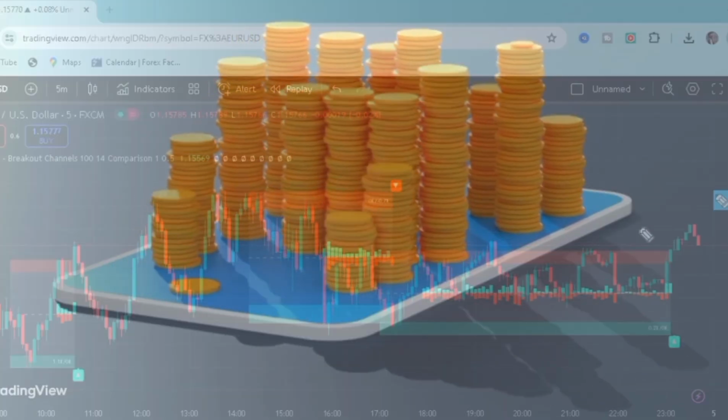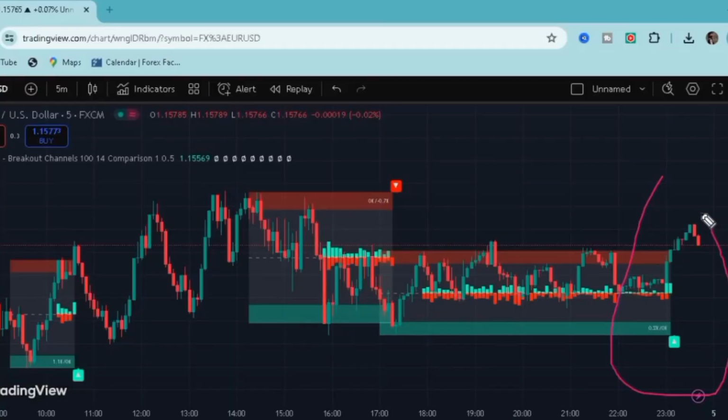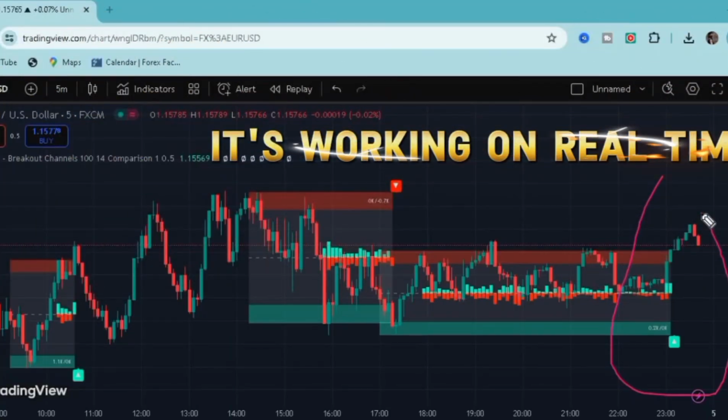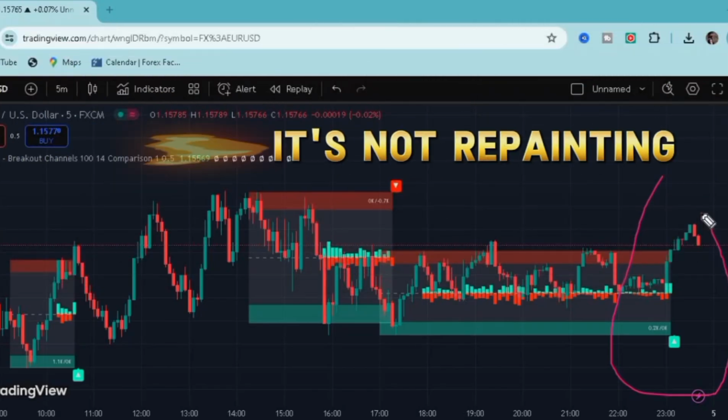And so guys, we're gonna look at this indicator right here. You can see guys, it is working in real time. It is not really repainting.